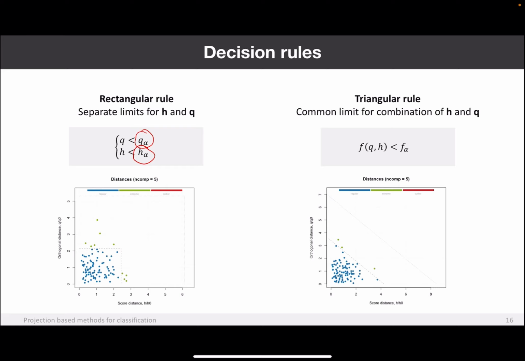Another way to do that is to combine these two distances into one and then compute a critical limit for one distance. In this case, you have only one limit, so if you make a distance plot, it will be just one line instead of two lines, and that's why it's called the triangular rule, because here you have a rectangle for the acceptance area, right? And here you have a triangle for the acceptance area like this.